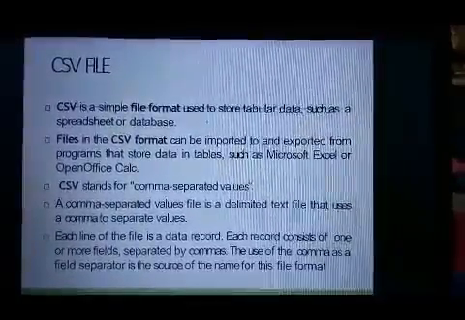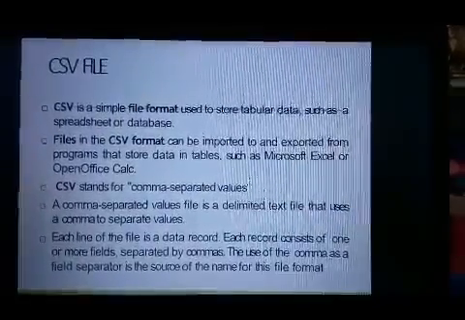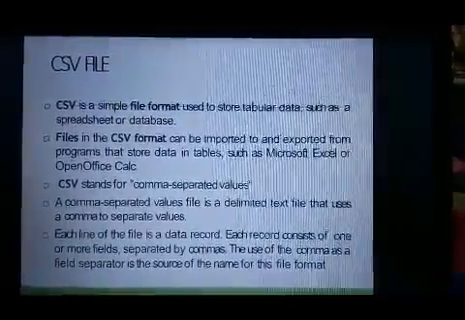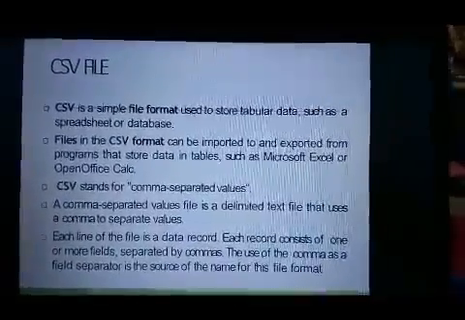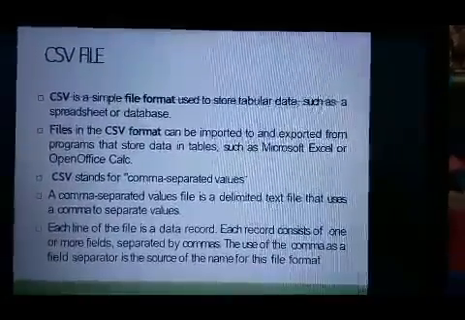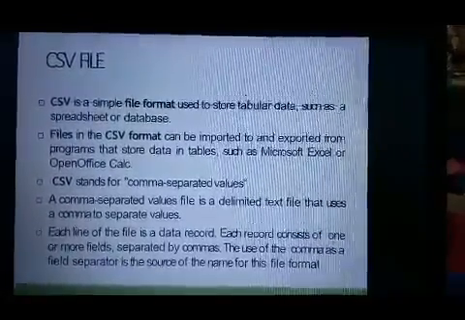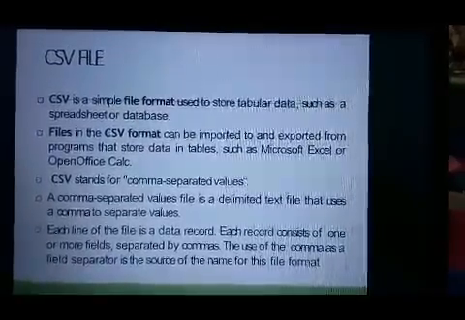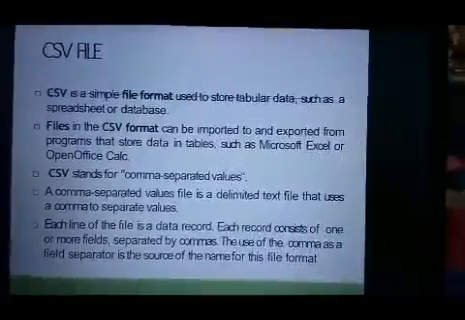Because we want to add one or more fields, we use the comma operator. Each line of the file is a record. Each record consists of one or more fields. Another name for a field is a column. So the heading of each table is called a column or attribute. Each line of data is called a tuple. Already we know about this in SQL. The use of comma as a field separator is the source of the name of the file format.